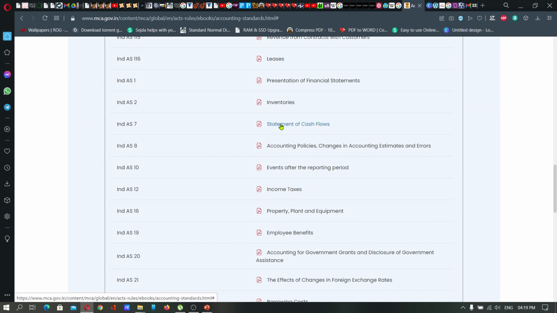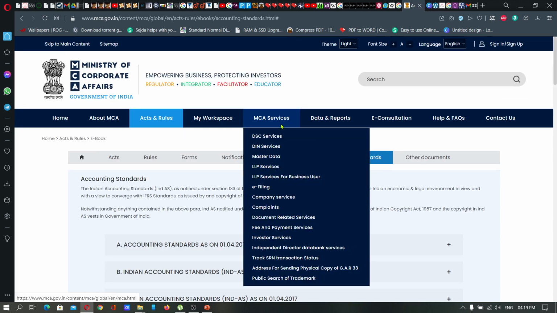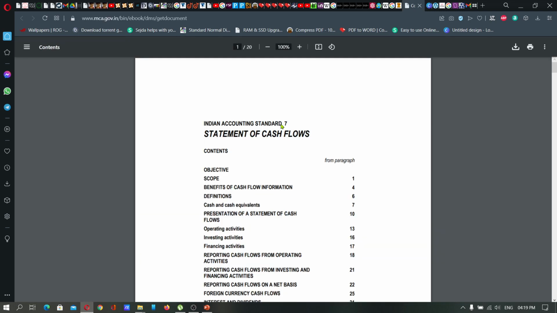Next one, Ind AS 7, and you might see that after 2 it is directly going to 7. It may be due to some of the standards might have been revised, or it might be amended to some other standard, or some of the standards might be suspended. So after Ind AS 2 we will go into Ind AS 7, and Ind AS 7 deals with statement of cash flows.